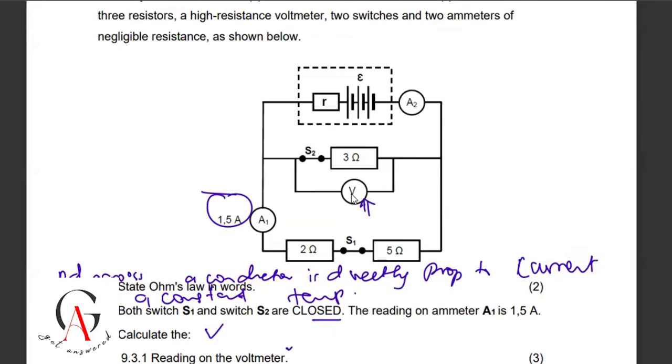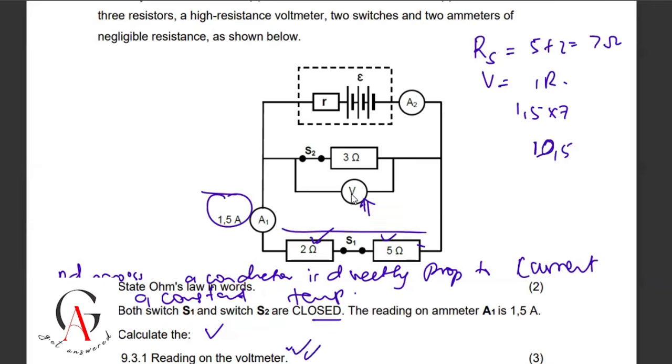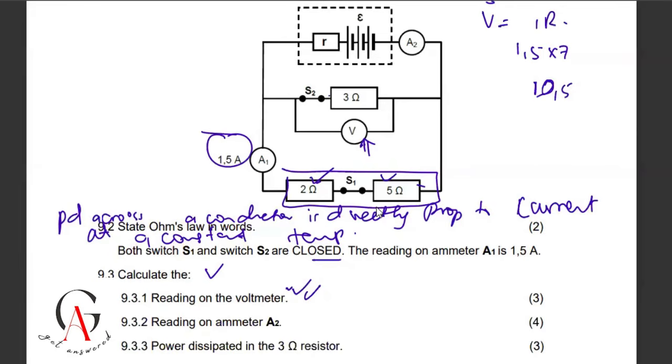Okay, so we need this. Let's get the voltage across this 2 and that. The resistance is going to be 5 plus 2, which is 7 ohms. And then we know that V is going to be IR, so 1,5 multiplied by 7 gives us 10,5. The question is asking for the voltmeter. Now we know that these two are in parallel with this, so the voltage needs to be the same. So that's how we get the 10,5 volts.